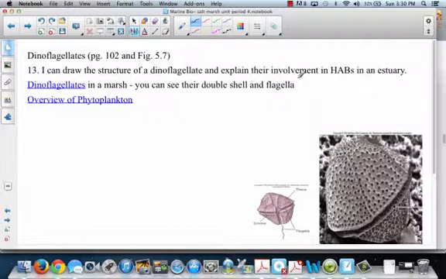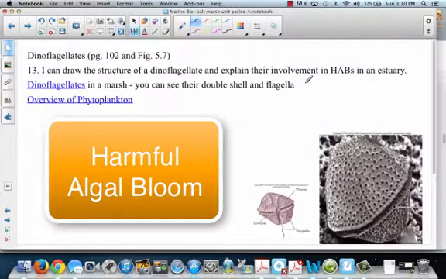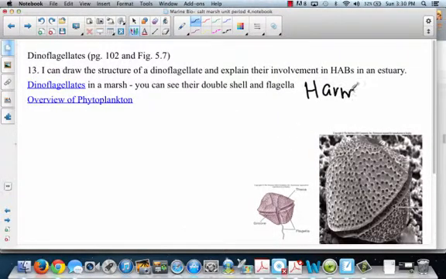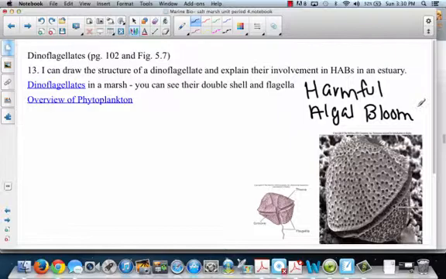All right, objective 13 says that you can draw the structure of a dinoflagellate and explain their involvement in HABs in an estuary. HAB stands for harmful algal bloom. So if you want to write that down, HAB is a harmful algal bloom. And we first mentioned those words when we watched the TED Talk video on biodiversity. Algal blooms are due to nutrient overloads, and sometimes we're going to learn there are parasitic algae that can bloom and then become a harmful algal bloom. Usually they're red, also called red tides.